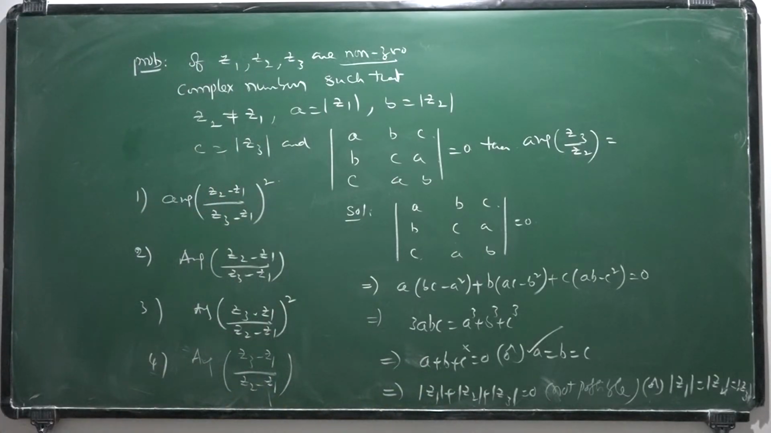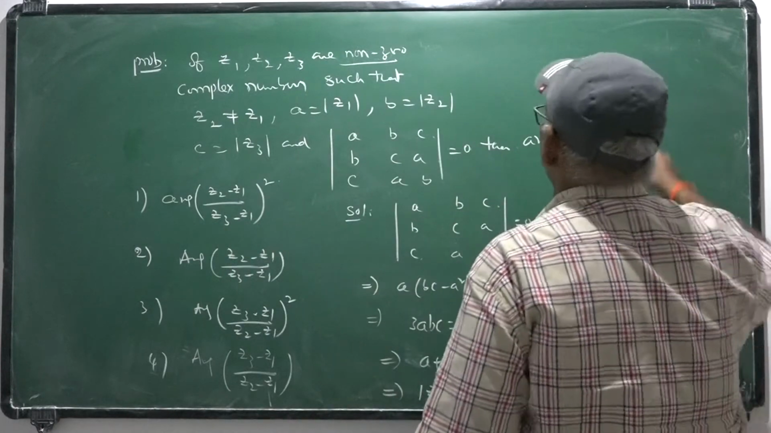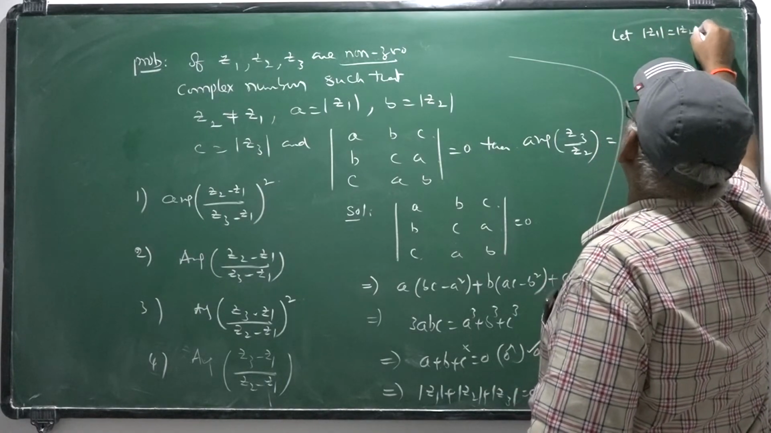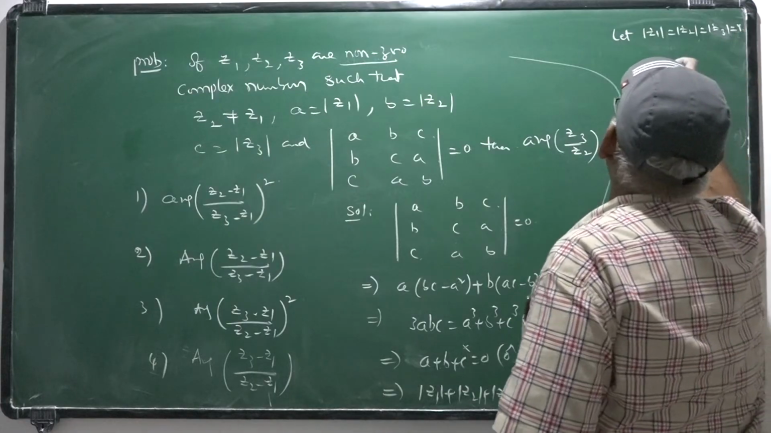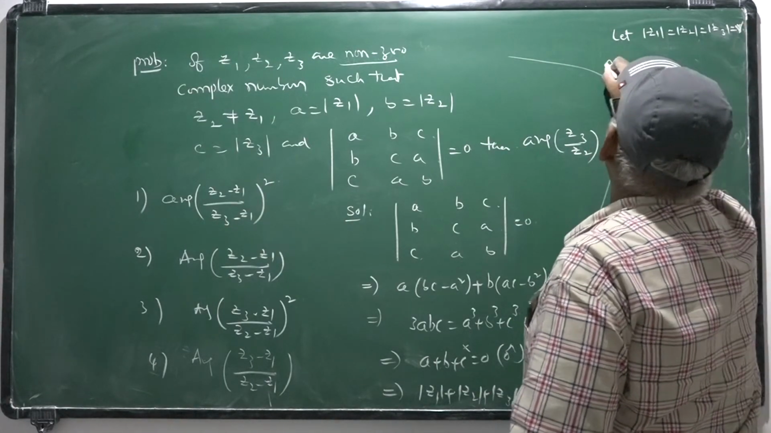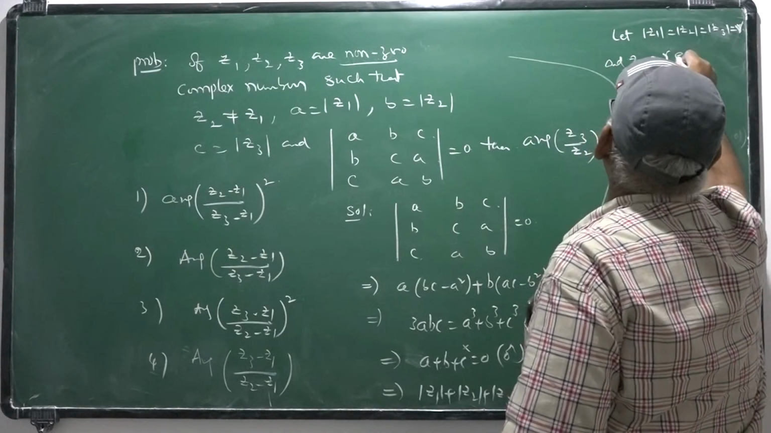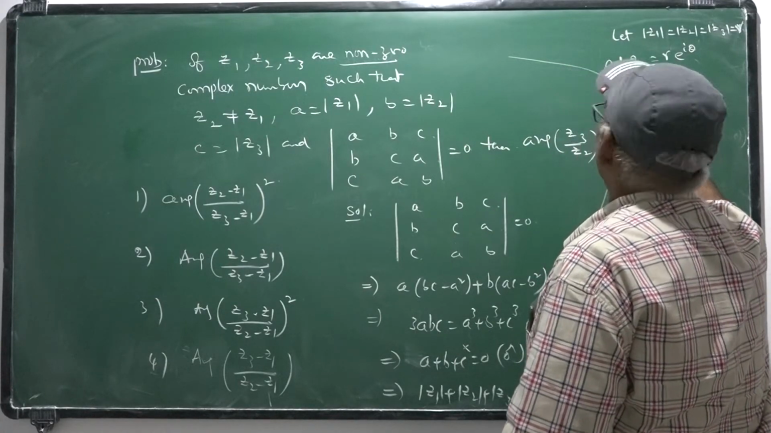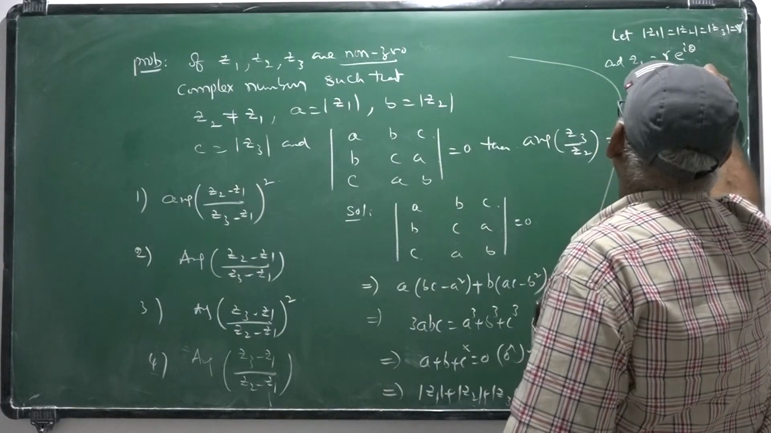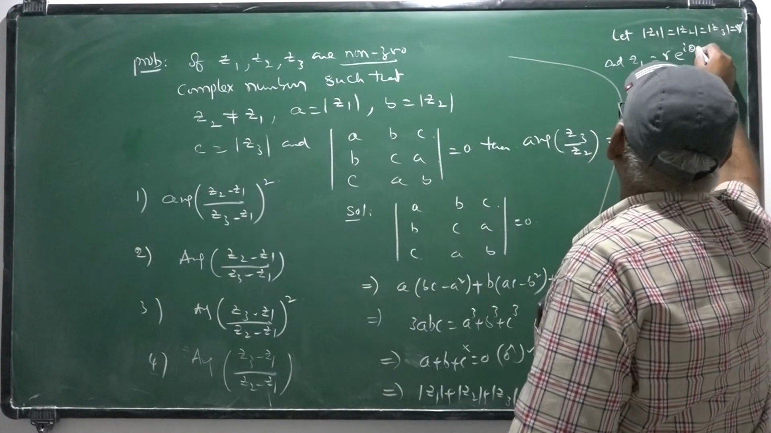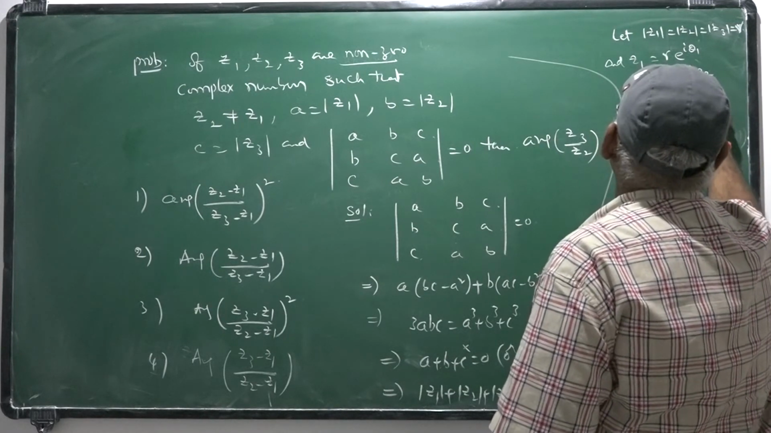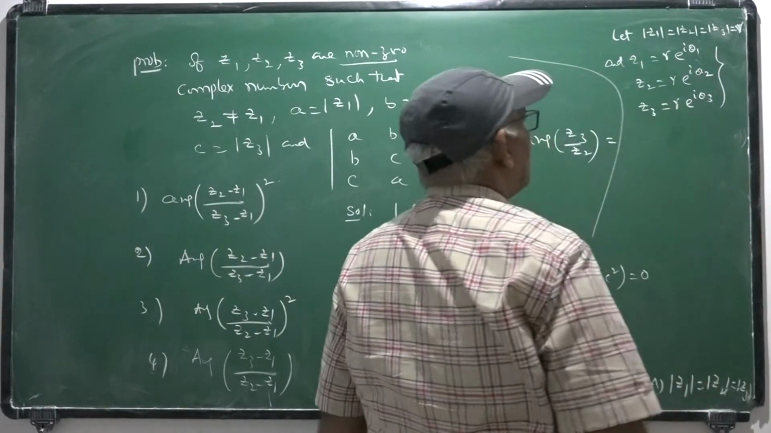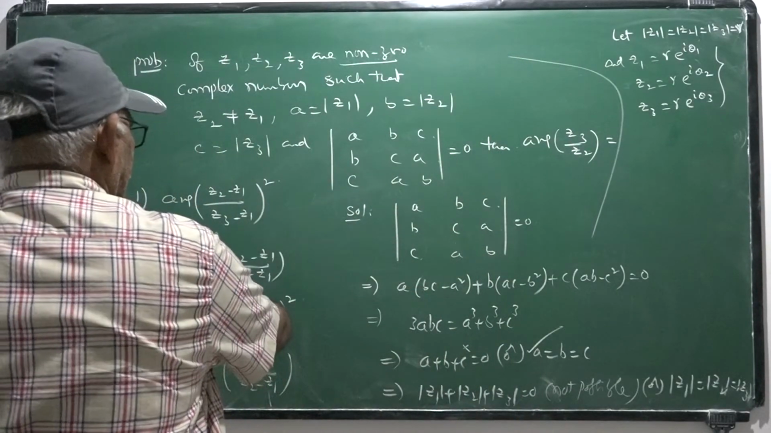Since mod Z1 equal to mod Z2 equal to mod Z3, let us take it as R. Let mod Z1 equal to mod Z2 equal to mod Z3 equal to R. And Z1 may be considered as R into e power i theta 1, Z2 equal to R into e power i theta 2, and Z3 is R into e power i theta 3, because the modulus values are equal.